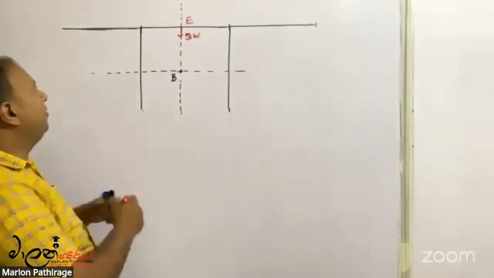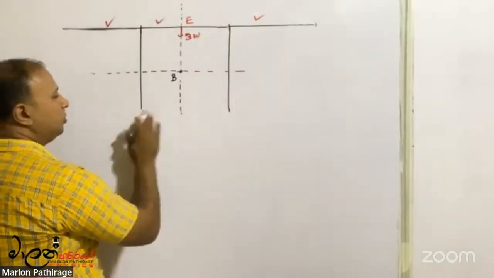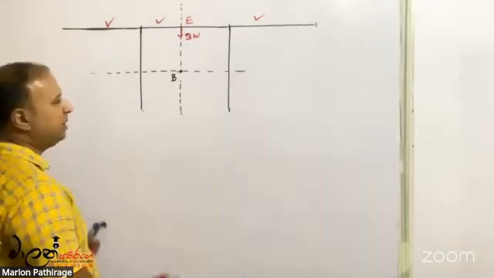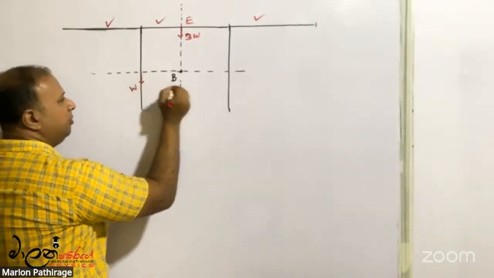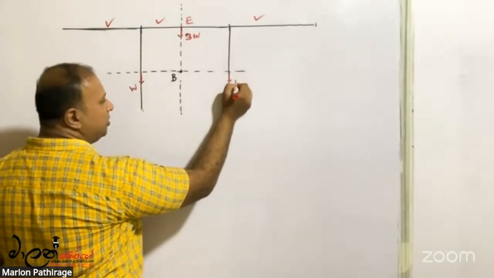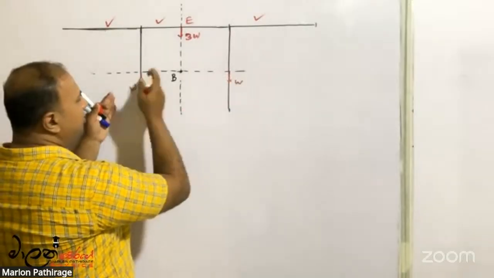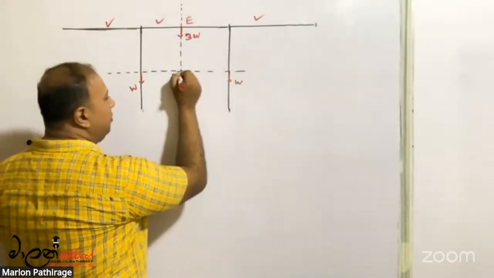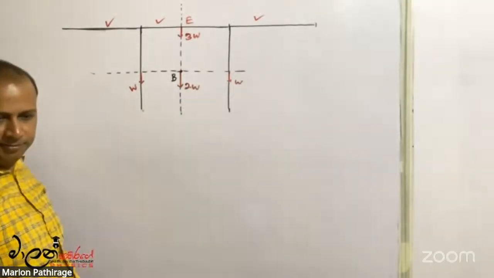Now I have taken 1, 2, 3. Now I have to take these two rods only. Now the weight of this rod is here, W. Weight of this rod also here. Now the resultant weight of these two rods is 2W, that is at this position. Midpoint.